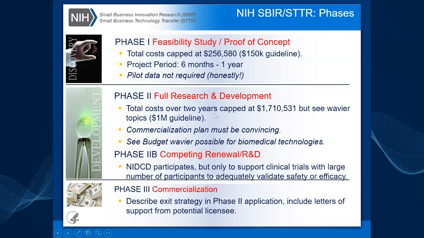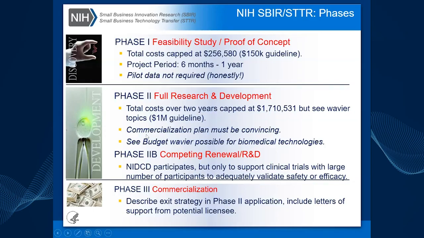You can ask for 3 years if you need that to develop your prototype and then use it in your study. And they're capped at an award that's currently this amount. We'll talk about the waivers again. And the guideline costs, typically they're averaging around $1 million total costs over the 2 years.